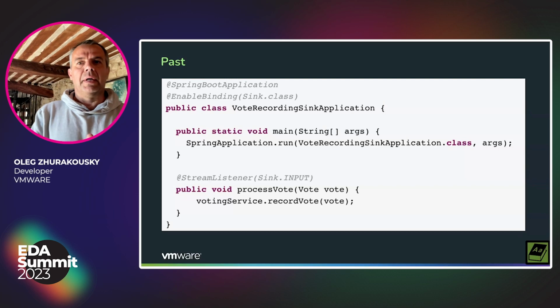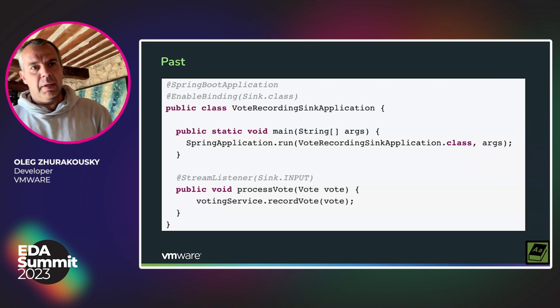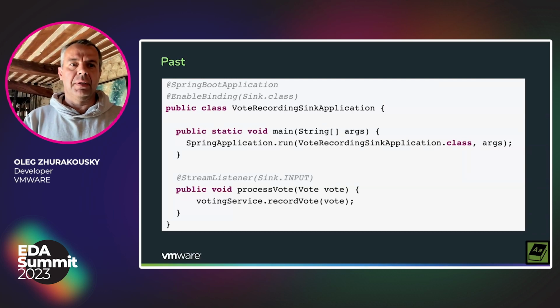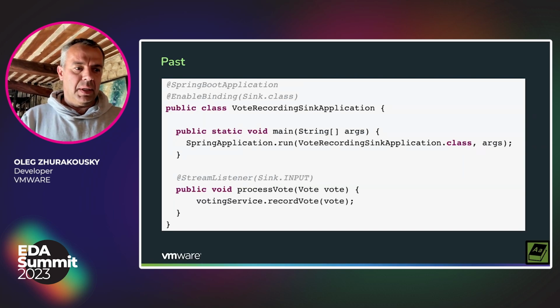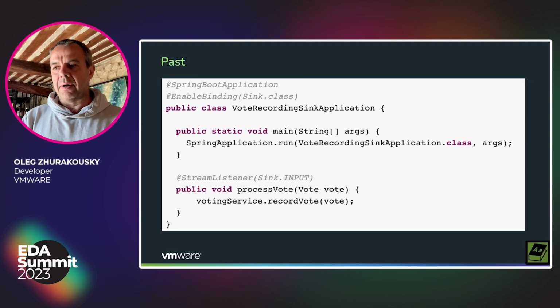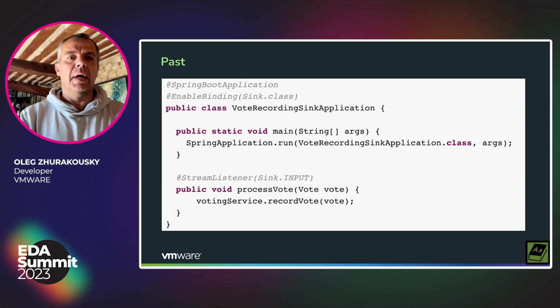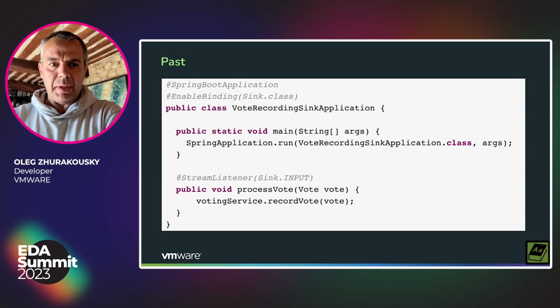So what we're looking at is the past. This is how things were before. This is your typical Spring Cloud Stream application. For those of you who have been with Spring Cloud Stream, this code should look familiar. And for those of you who are new, you can disregard it because you'll never see it again. As you can see, there's a lot of interesting annotations here.